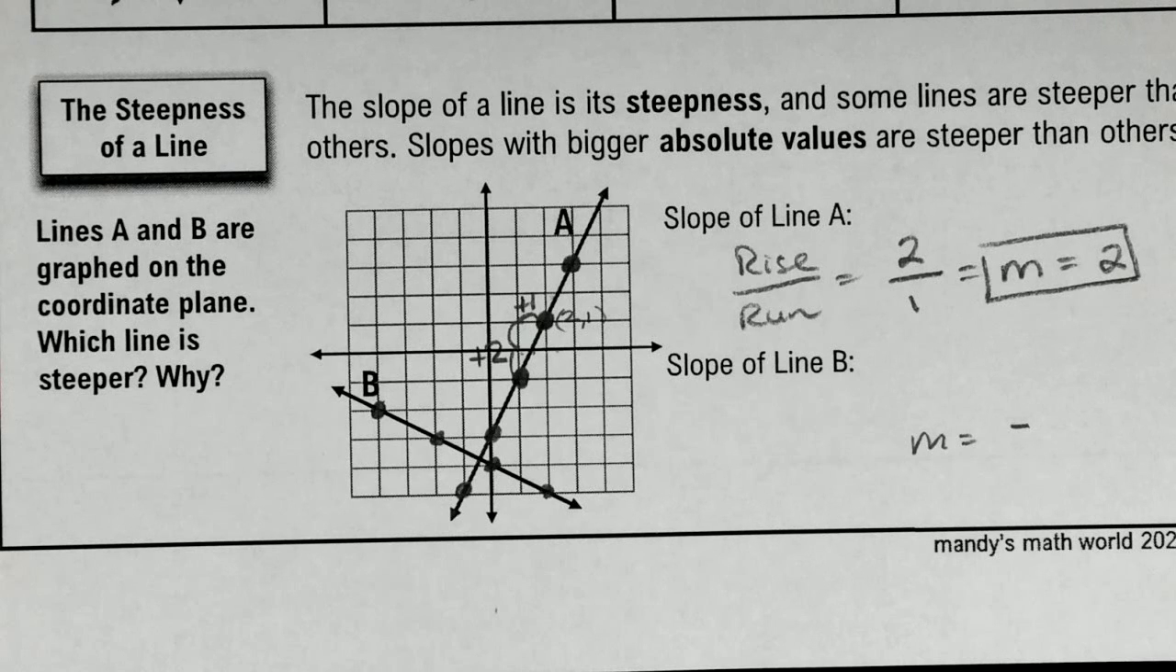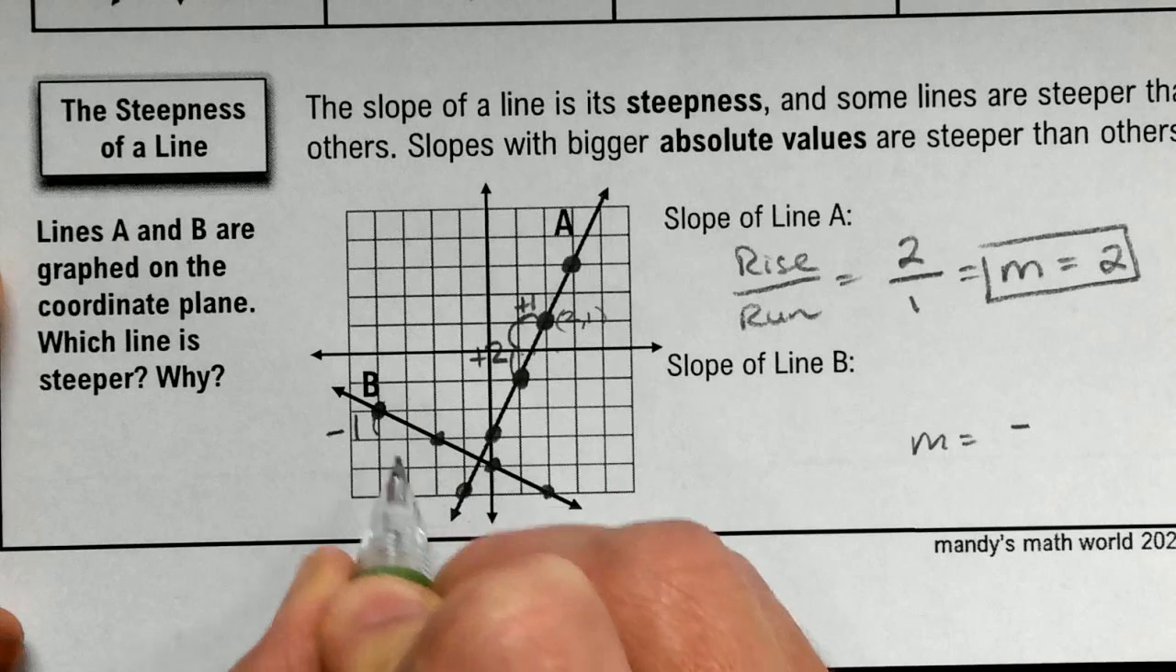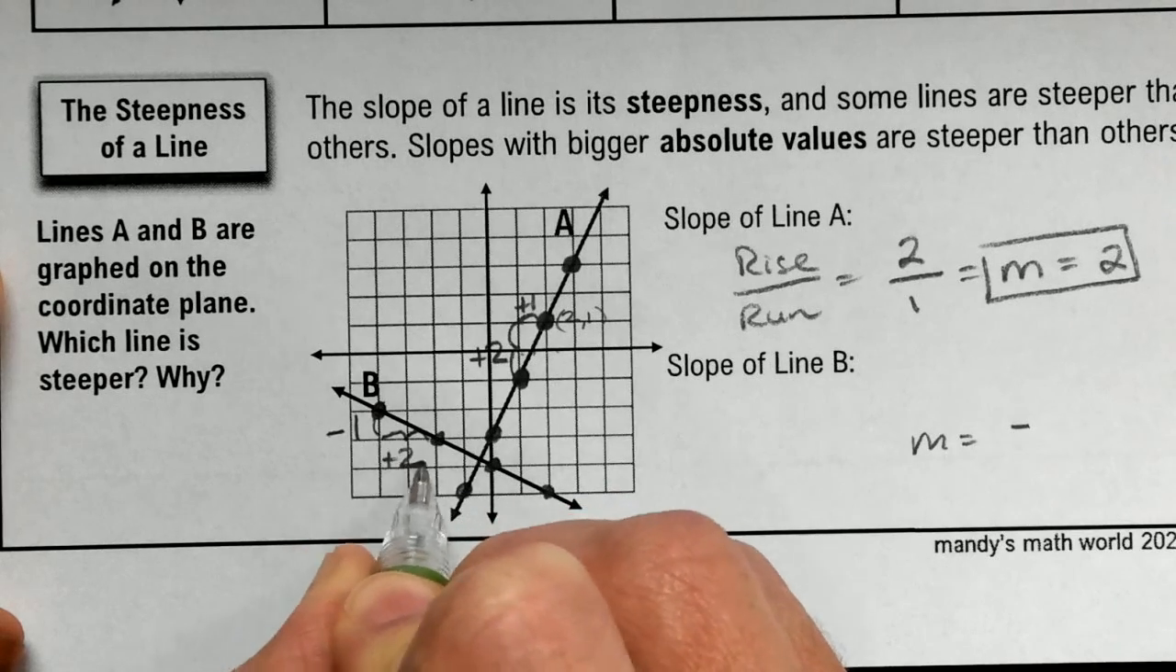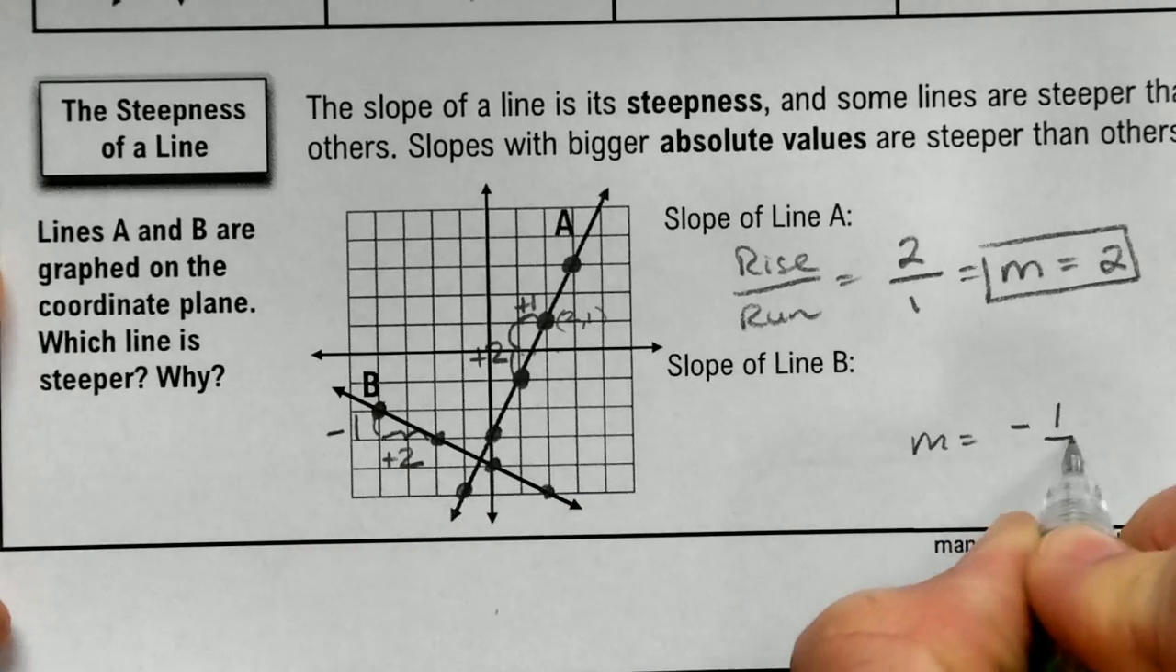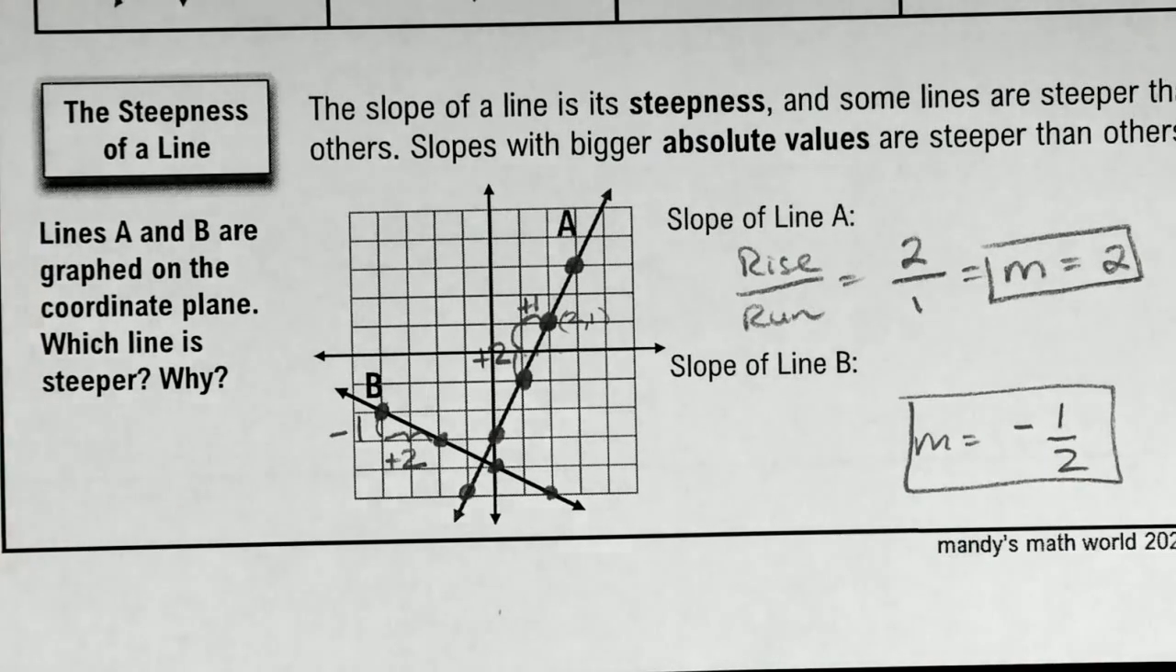Okay, because the slope here, David, is what? It's a negative 1 over 2. Absolutely. So I went down 1. So I went down negative 1 and I went over 2. So M is a negative 1/2. Some of y'all are going to put 1/2, and that is not correct because it is a negative 1/2.